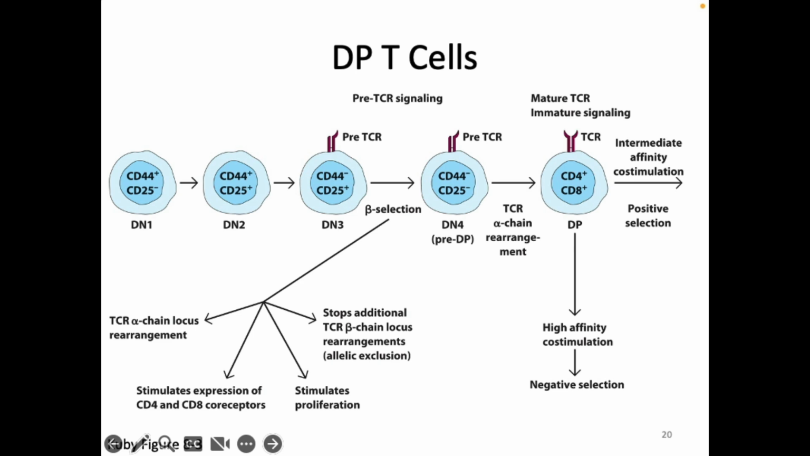Josh, I saw you had a question. So are DN4 and double negative the same? DN in DN4 is double negative. So basically what we're doing with DN1 through 4 is we're dividing up double negative into subtypes.